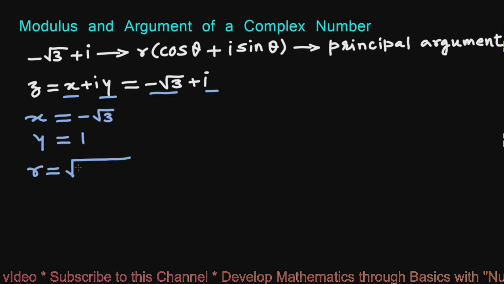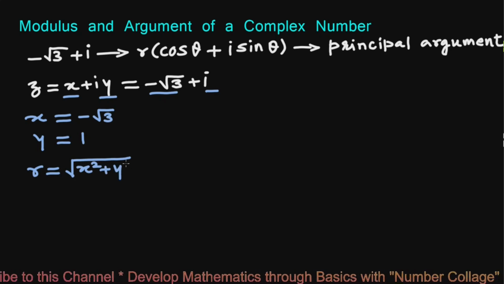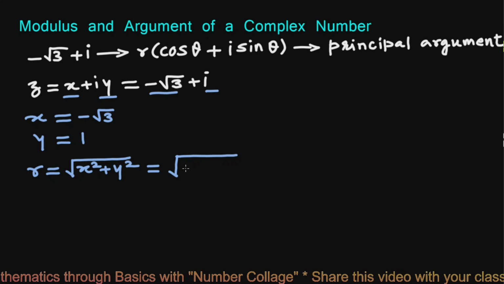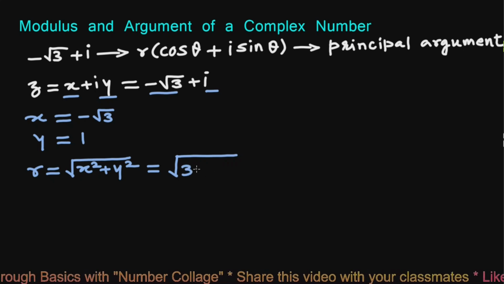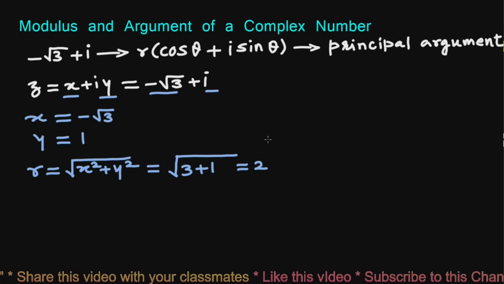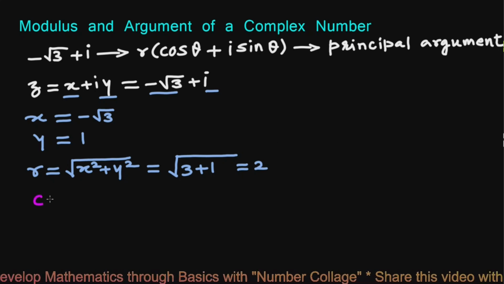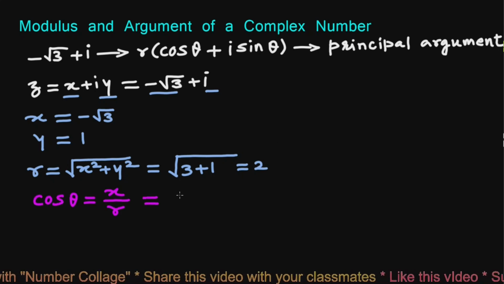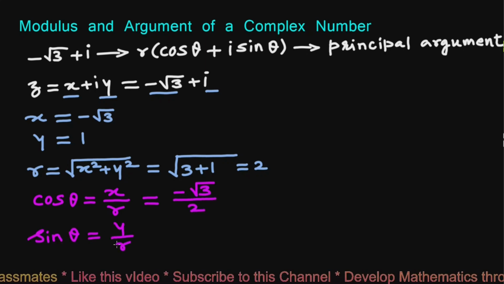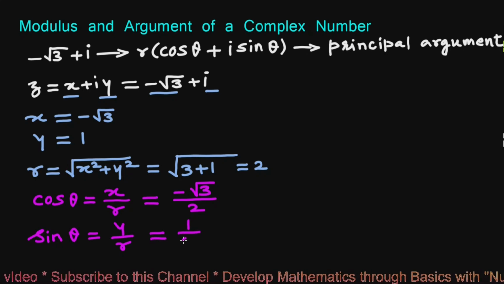r will be square root of x square plus y square, that will be square root of minus root 3 square, which is 3, plus 1 square, which is 1, so square root of 4 will be 2. So r is 2. Next, cos theta is x upon r, that is minus root 3 upon 2. Sin theta is y upon r, that is 1 upon 2.